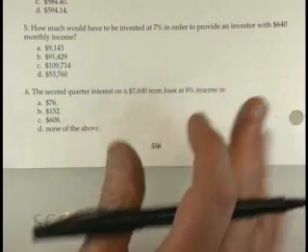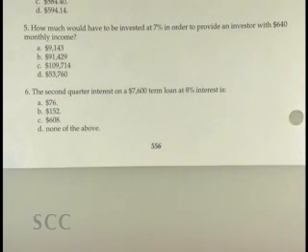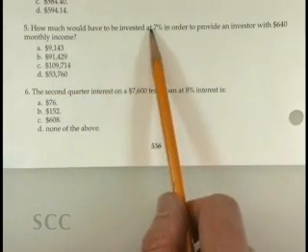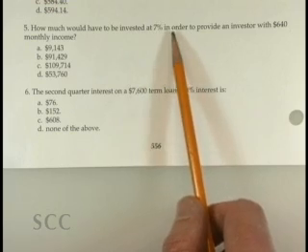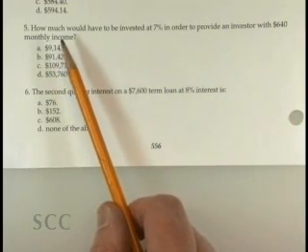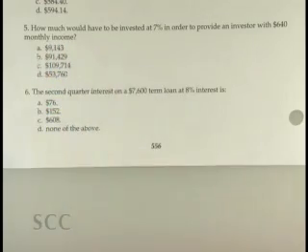Okay? Next problem is number 5. Number 5 says, how much would have to be invested at 7% in order to provide an investor with $640 a month in monthly income? Now, let me tell you why.